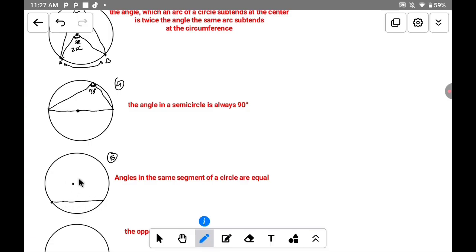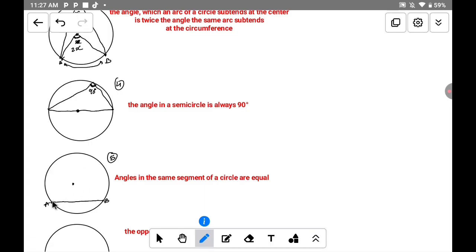Also if we have this one, we have a segment here. This is a minor segment, and this is a major segment. The major segment starts from this place and ends at this place. So the angles that lie in this segment must also be equal.